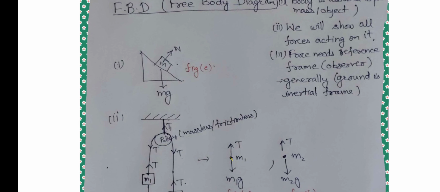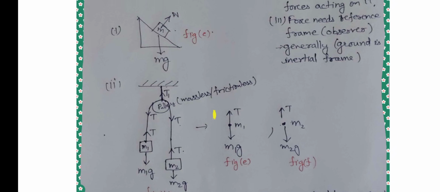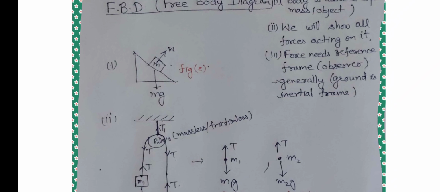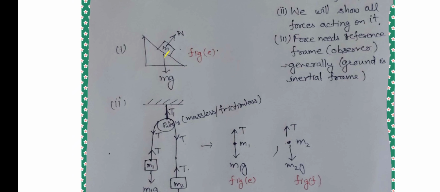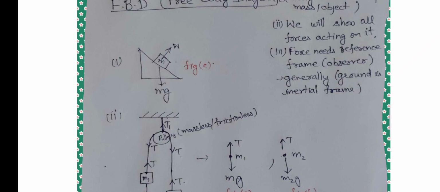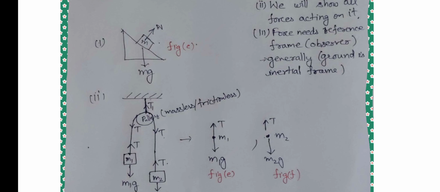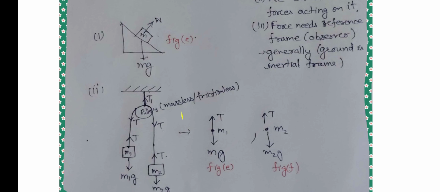You can see figure C. Here a body of mass M is kept on the slope. Normal is always perpendicular to the contact, so here the contact is the slope and the normal is perpendicular to it. Now mg, we know, is the gravitational pull, so it will be our downward force.